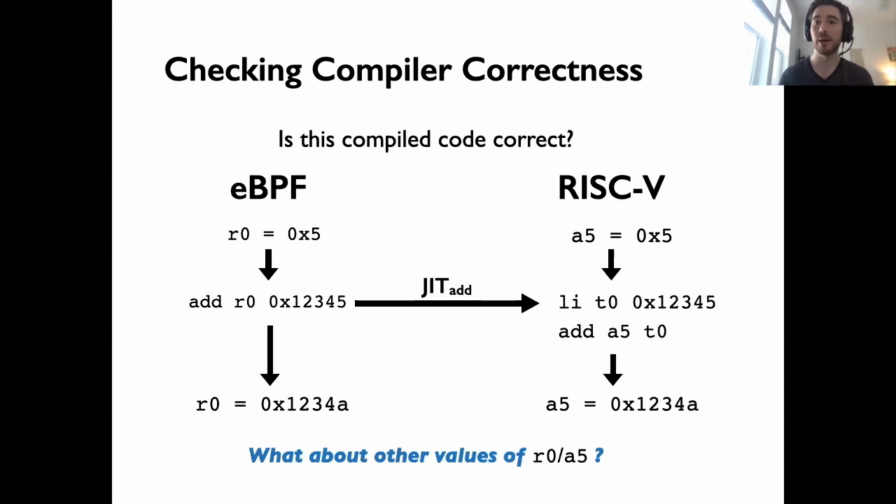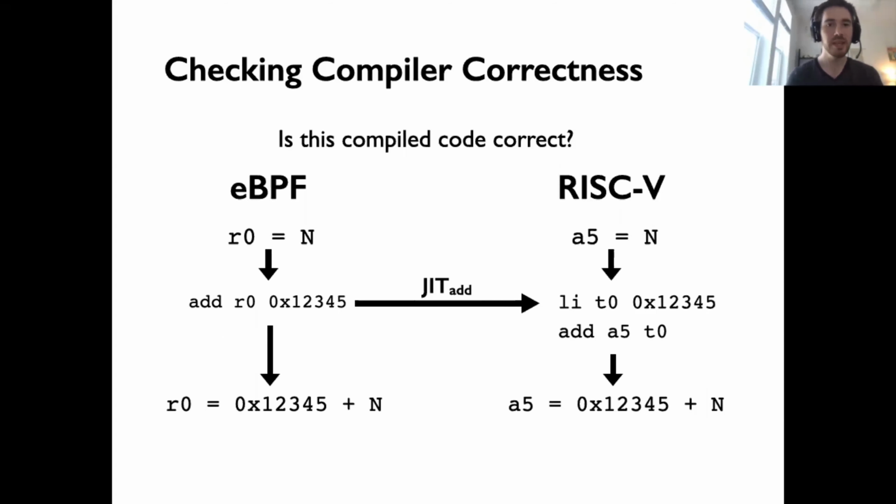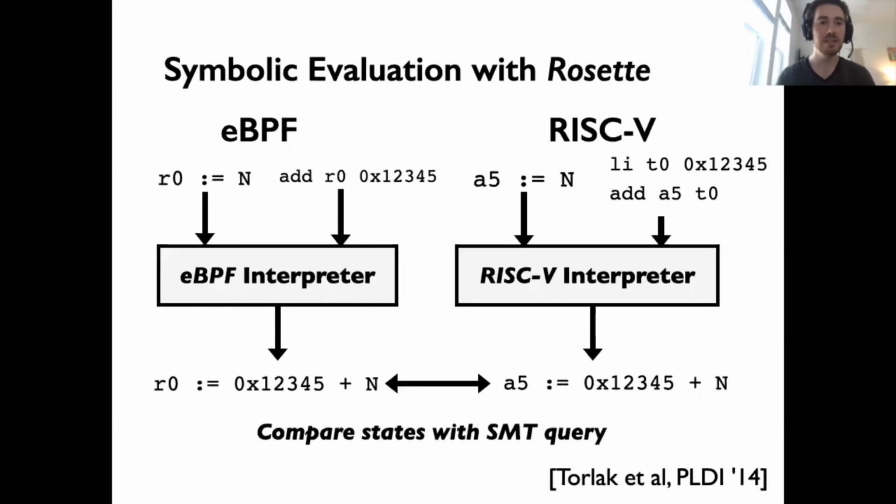We can do that with symbolic execution. Here, n represents an arbitrary value, or symbol. By starting with states that contain symbols, we can generate symbolic outputs that can then be compared. Specifically, JITsynth uses the symbolic execution engine provided by Rosette to do this. Given source and target interpreters in Rosette, JITsynth can test the correctness of a translation by symbolically executing the source and target program over equivalent symbolic states. The resulting states can then be compared with an SMT solver.